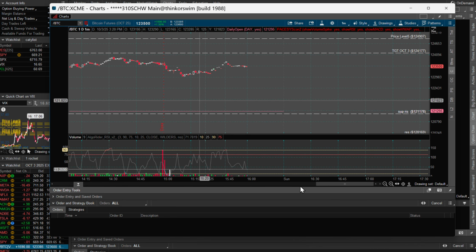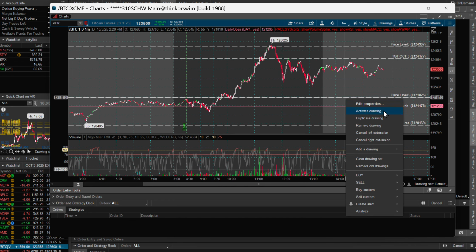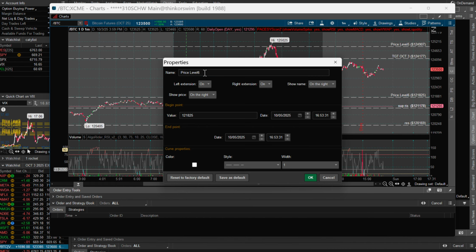But right now, Bitcoin can come back and retest this support level here. So 121. From 121, retest. Okay, guys?